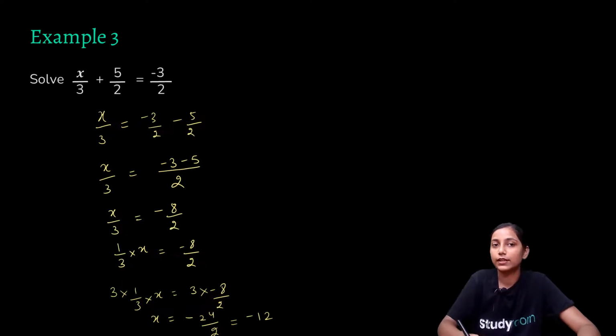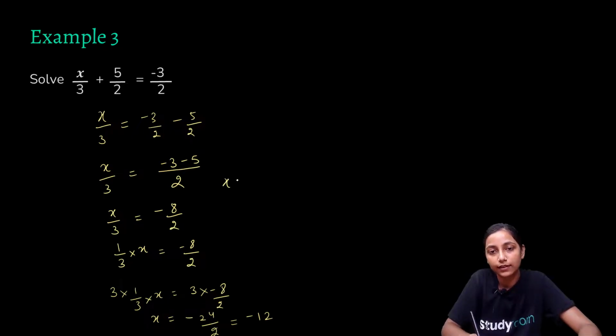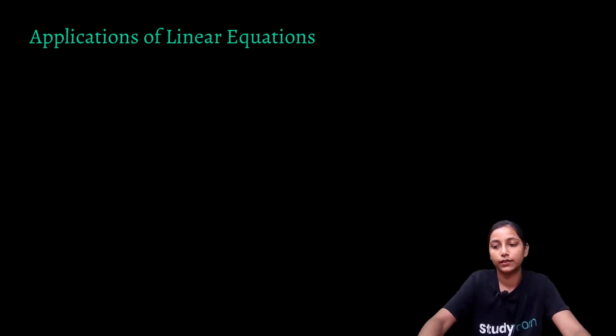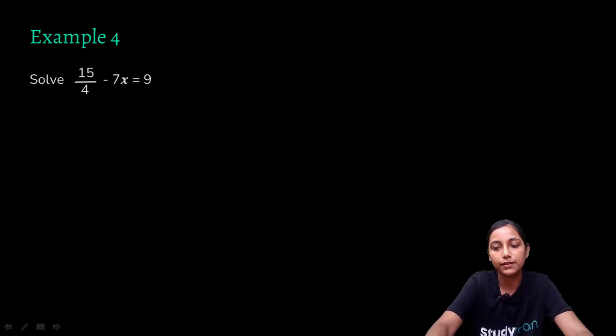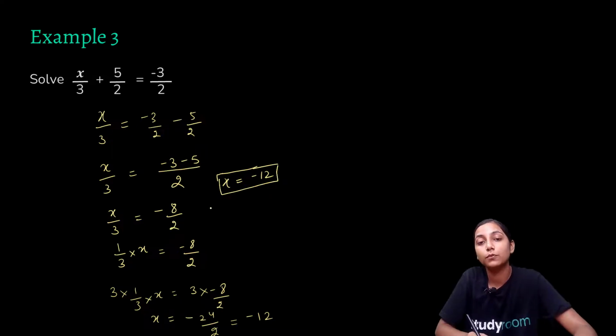Okay, you can check it again by applying the same steps. So the answer is, I'll write it here, x equals to minus 12 is our solution. Where is the example? Example 3 it was. So this is the solution for our example 3, and the solution is x equals to minus 12.